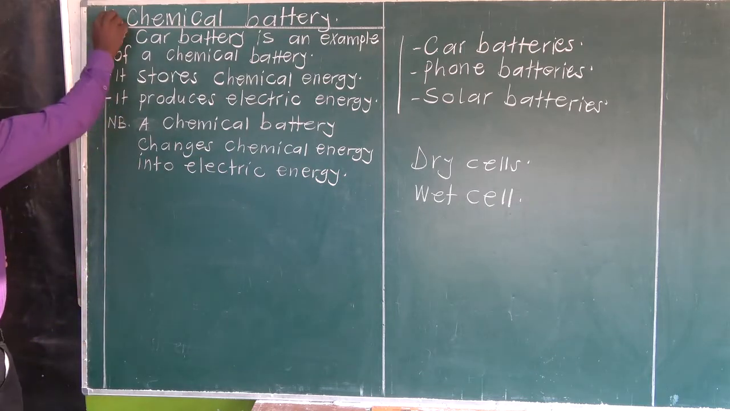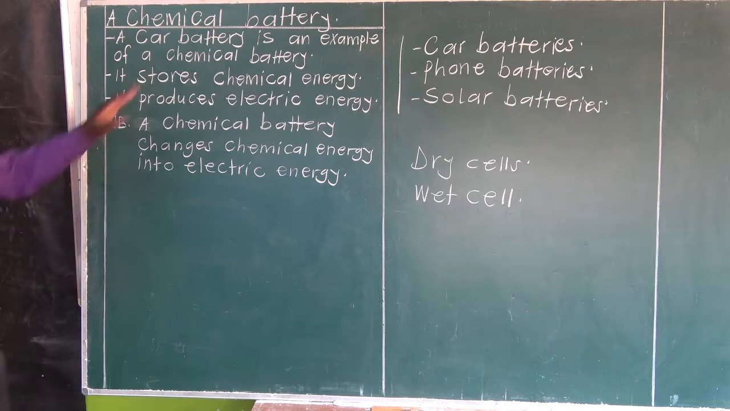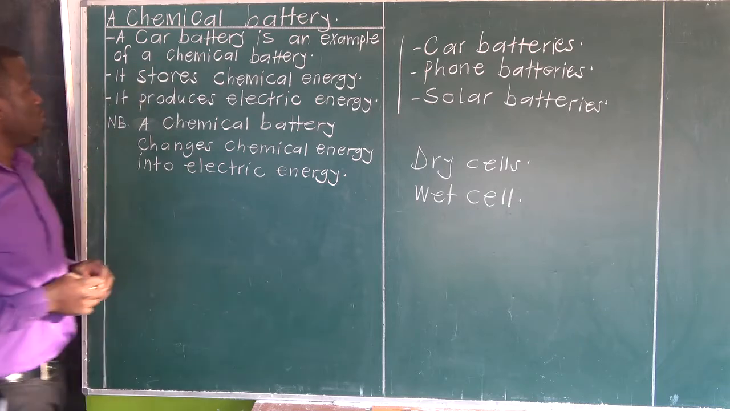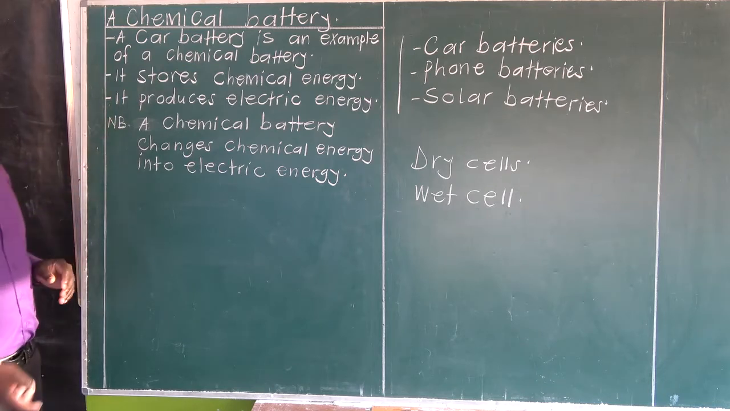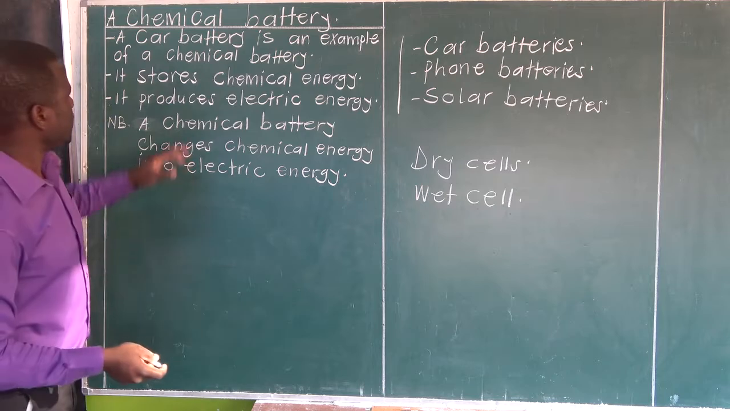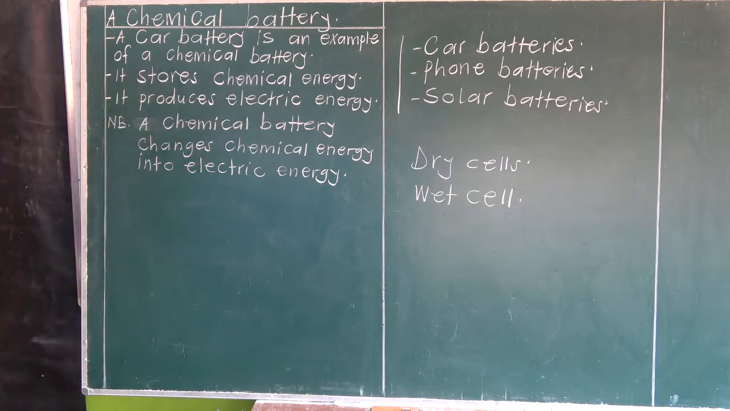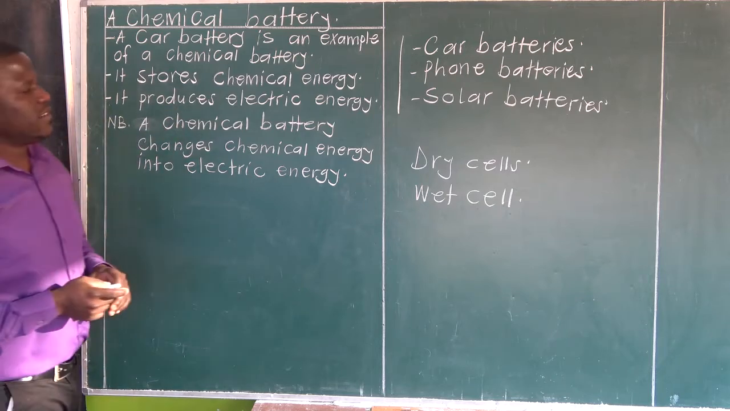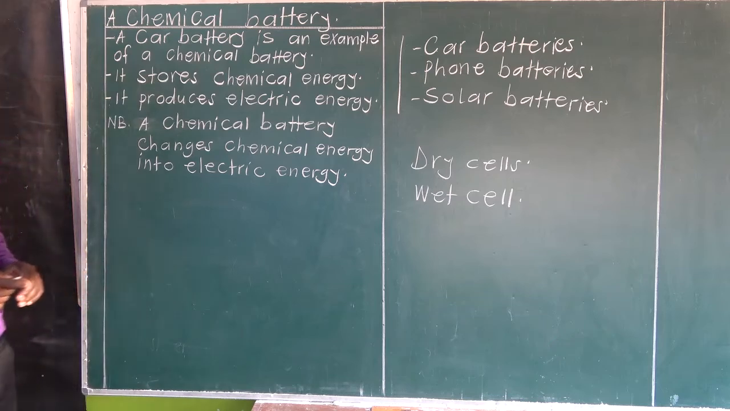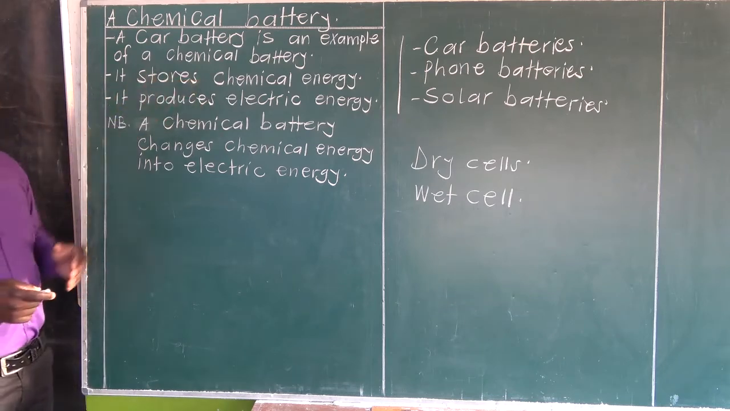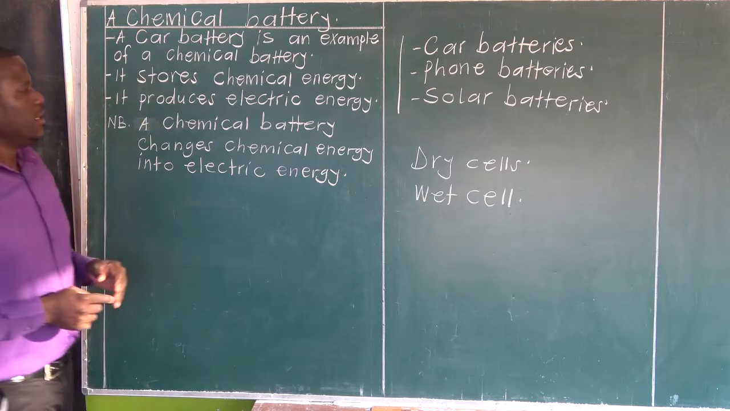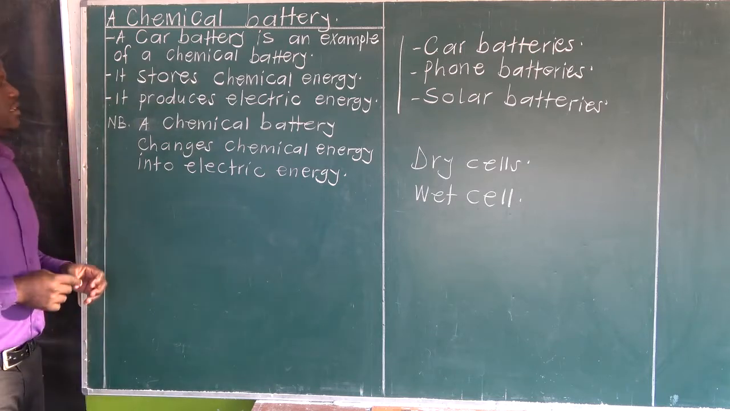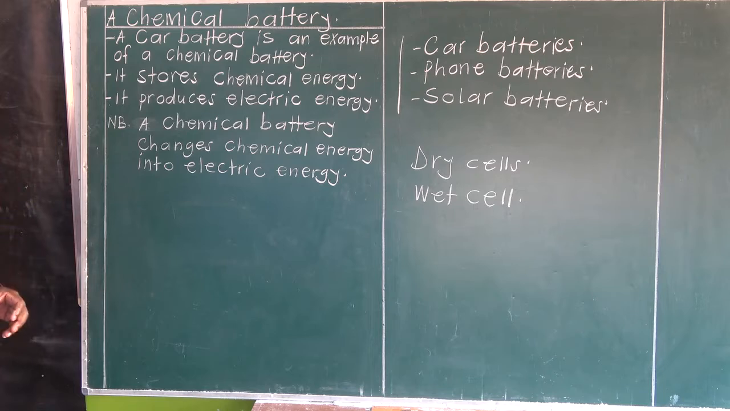A chemical battery. A car battery is an example of a chemical battery. I repeat, a car battery is an example of a chemical battery. It stores chemical energy, then it produces electric energy. What do I mean? When a chemical battery or a car battery is not in use, the form of energy it stores is called chemical energy.